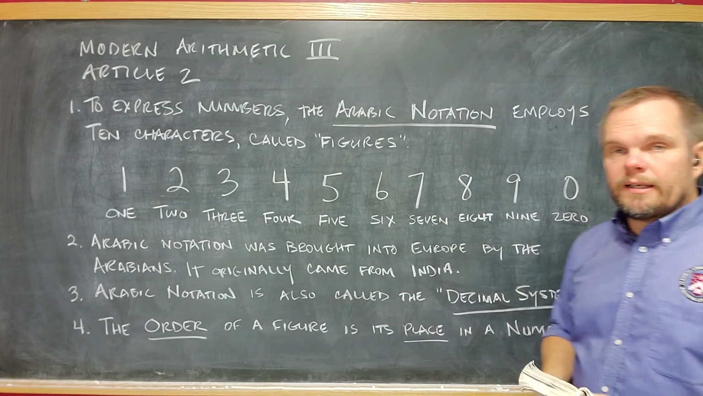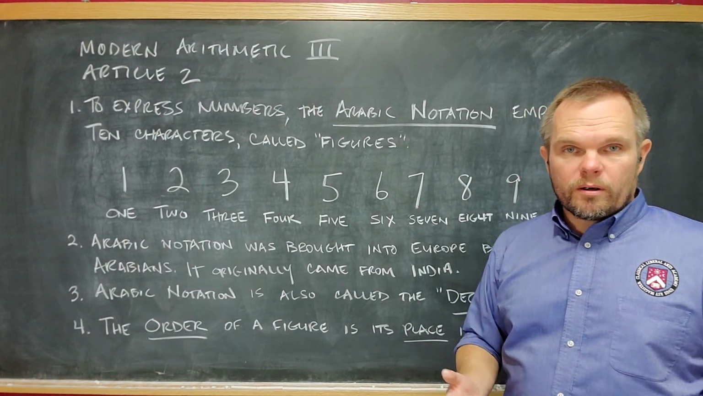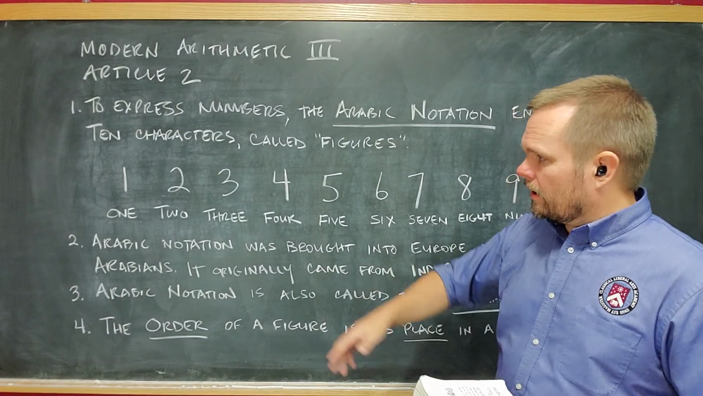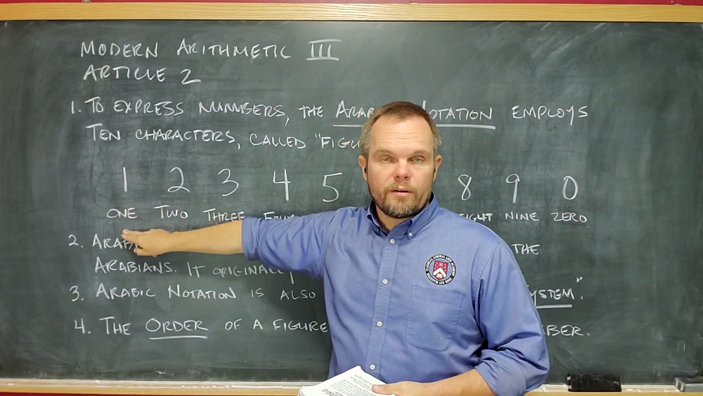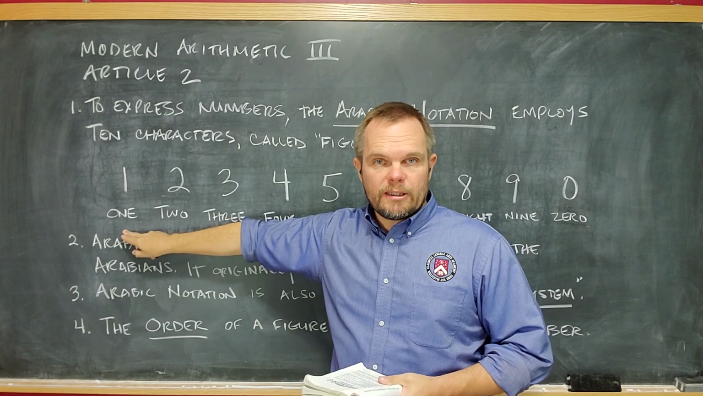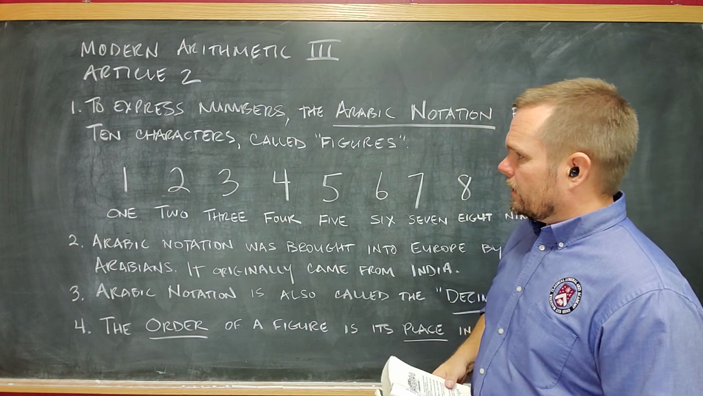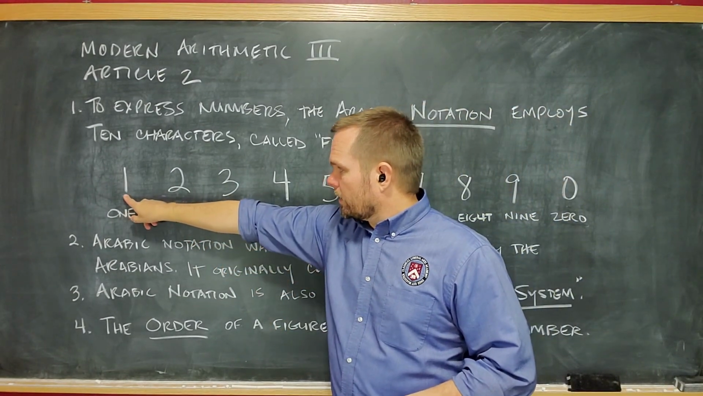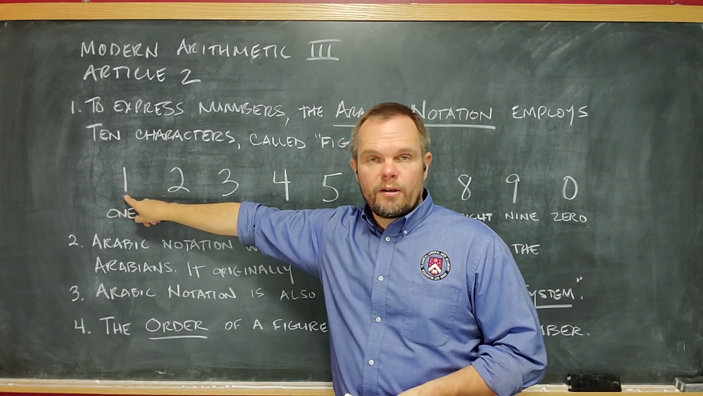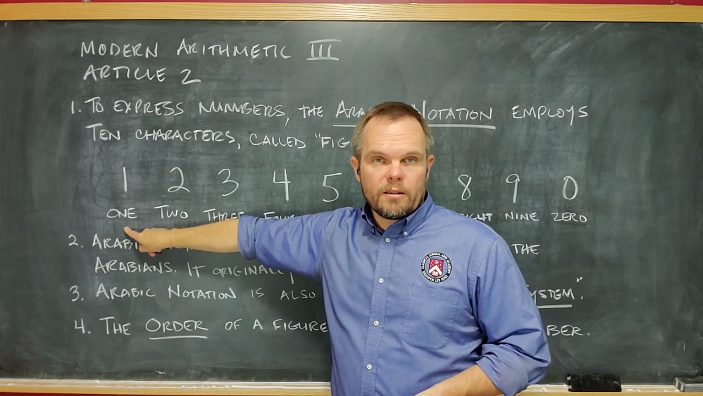Now, we learned that numbers can be expressed by words or by characters. So we need to make sure that we know the character and the word to express each number. All right? This figure, the first figure, expresses the number 1. And we can write the number 1 with this figure in Arabic notation or with this word in English.